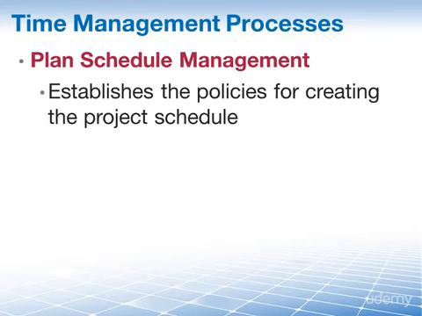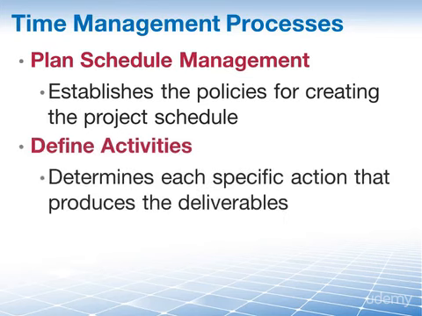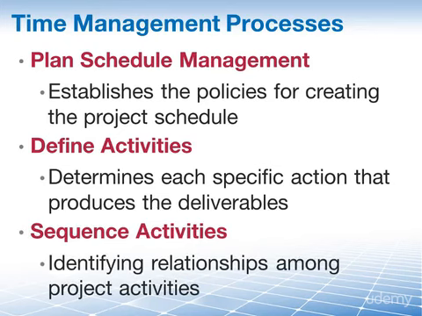Once we have that, we need to define our activities. We need to figure out what it is we're going to have to do in order to deliver what we have to deliver. This is the process of identifying and documenting the specific actions to be performed to produce the project deliverables. Once you know what you're going to do, you can say in which order you're going to do this. This is the process of sequence activities, of identifying and documenting relationships among the project activities.